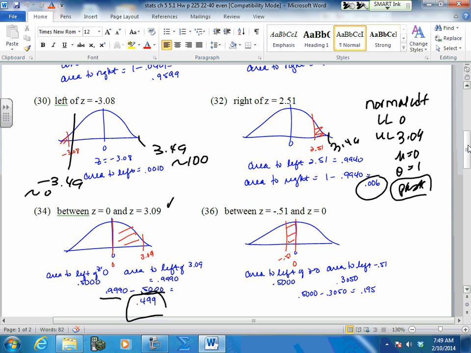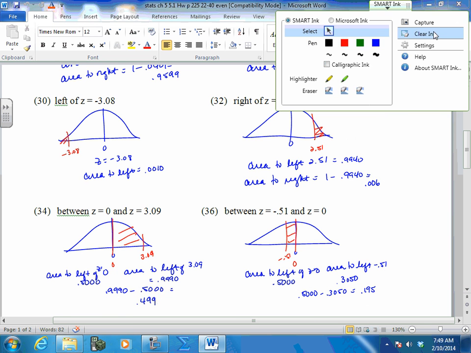Again, from here to here, you want the in-between. Find the z-score for negative 0.51. Find the z-score for 0, which is half of your curve. And subtract. Always subtract the bigger minus the smaller. Area cannot be negative. Area has to be measured positive. So always subtract the larger minus the smaller. Questions? So we did left, right, middle. Good? The sketches are really helpful.